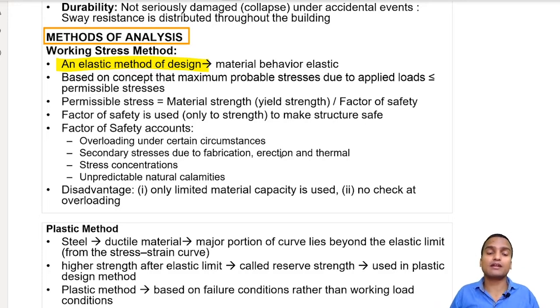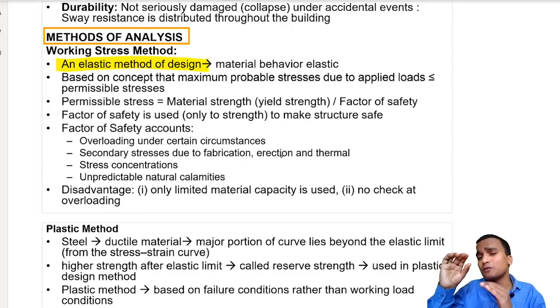Now how do we calculate this capacity? This is the permissible stress, and permissible stress is equal to material strength, which is the yield strength, divided by factor of safety. Divide the yield strength by the factor of safety and you get the permissible stress, and the loading you are going to apply on the structure should be less than that permissible stress, only then will your structure remain safe.